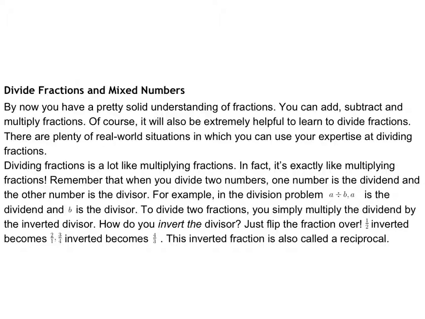Now remember, when you divide two numbers, one number is called the dividend and the other is the divisor. So in the division problem, A divided by B, A is called the dividend or the top number, and B is the divisor or the bottom number. So when we're dividing fractions, we can simply multiply the top number by the inverted divisor or the reciprocal. So how do we invert that? We would just flip the fraction. So a half would become 2/1, 3/4 becomes 4/3. Okay? So basically we just take that second fraction and we flip it and turn it into a multiplication problem.